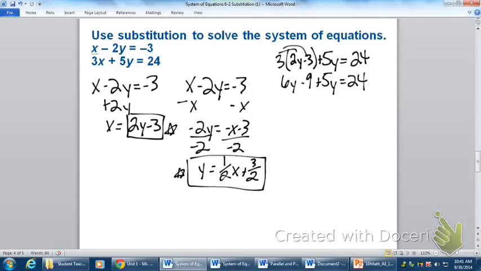I'm going to add 9 to both sides. You combine like terms. Good job, Kenny. Divide both sides by 11. And you get 3.